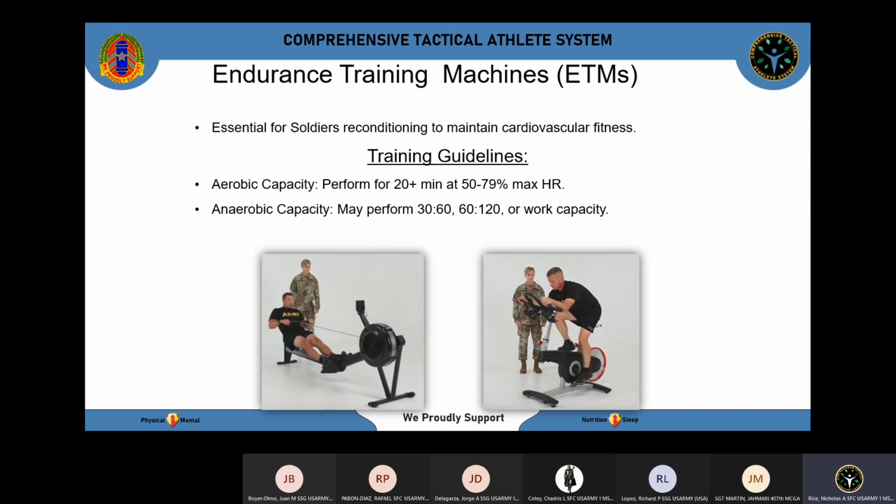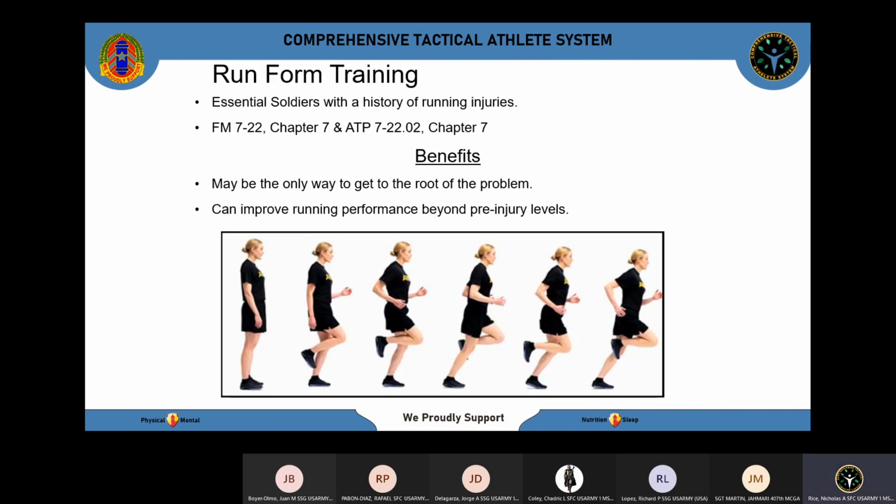Without introducing proper, obviously, recovery techniques, proper nutrition and rest, and then knowing how to program efficiently. So ETMs help with that because they help reduce overall ground reaction force while still introducing a cross-training effect for the cardiovascular system. But inherently, we need our soldiers to run, especially if they have a running profile. Those are the soldiers we need to get to run. The soldiers we need to focus on running the most are those that have a running profile.